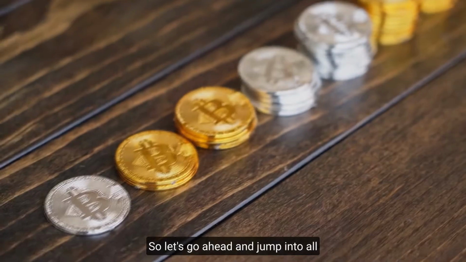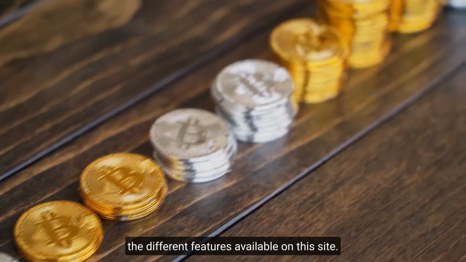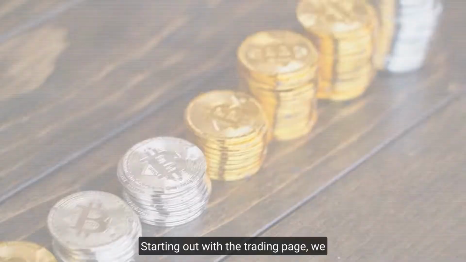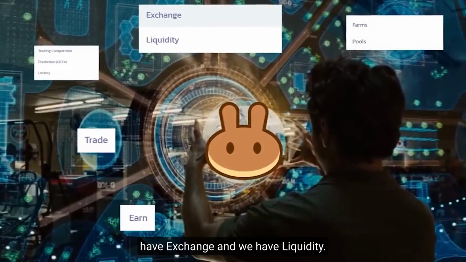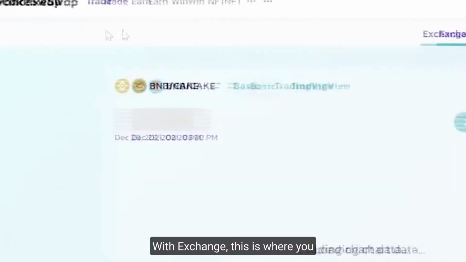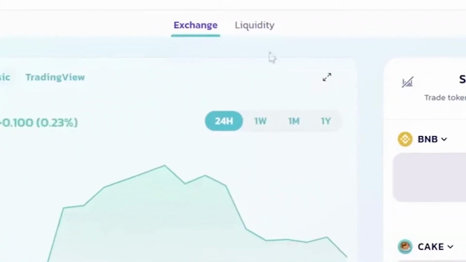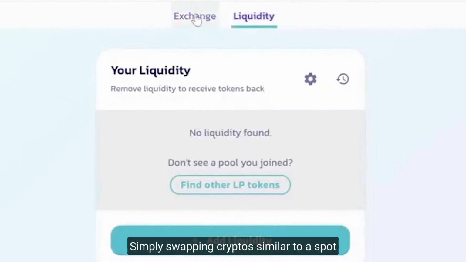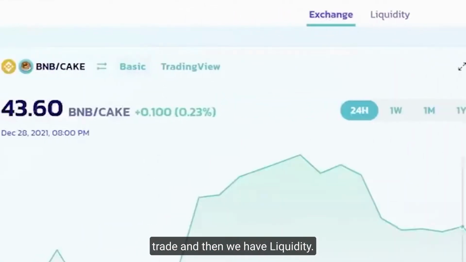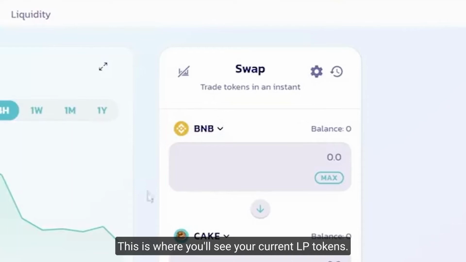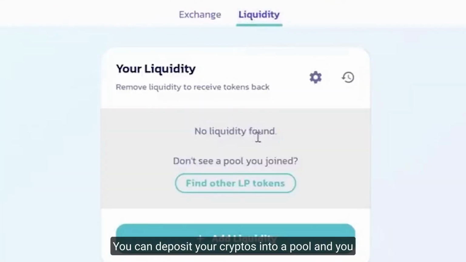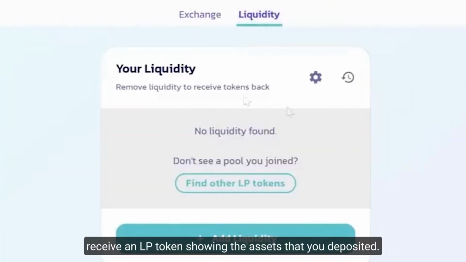Let's jump into all the different features available on this site. Starting out with the trading page, we have exchange and we have liquidity. With exchange, this is where you exchange one crypto for another, simply swapping cryptos similar to a spot trade. And then we have liquidity. This is where you'll see your current LP tokens. You can think of an LP token as a receipt. You deposit your cryptos into a pool and you receive an LP token showing the assets that you deposited.